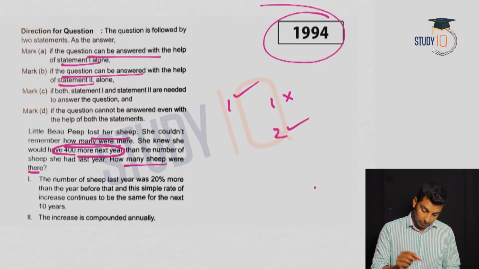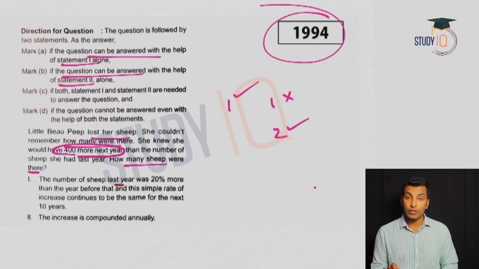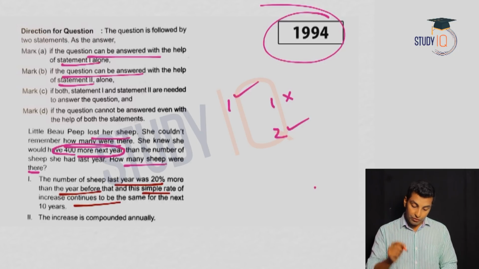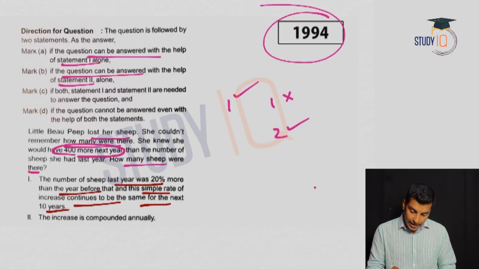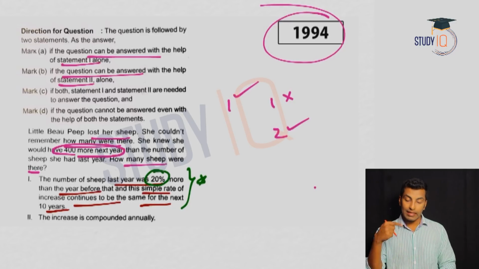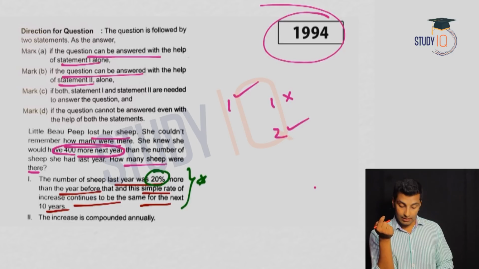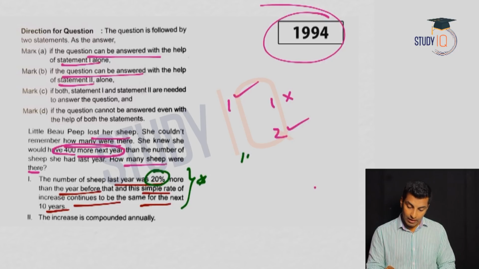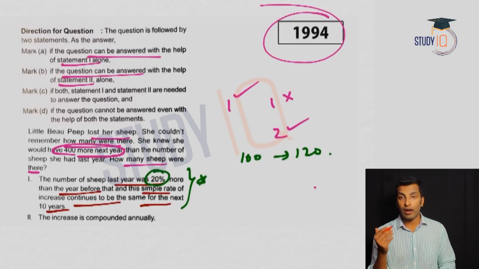So if you see the first statement, the number of sheep last year was 20% more than the year before, and this simple rate of increase continues to be the same for the next 10 years. It looks like you may get the answer from here, but the problem is they are saying 20% more than the year before, but they are not saying whether this growth is annual or 6 months or anything. If it is annual, then 100 becomes 120. That means 20% annual.